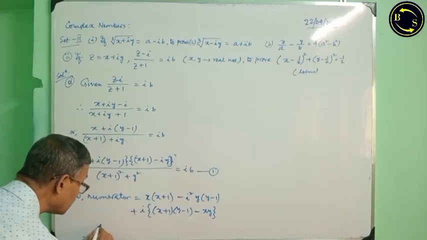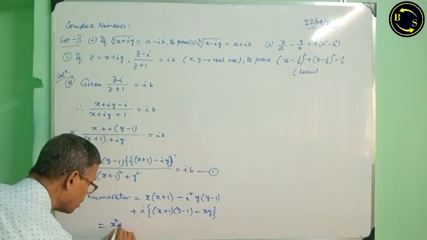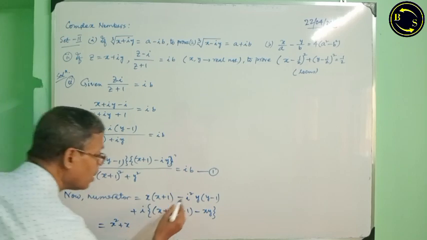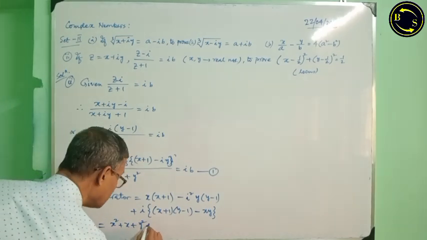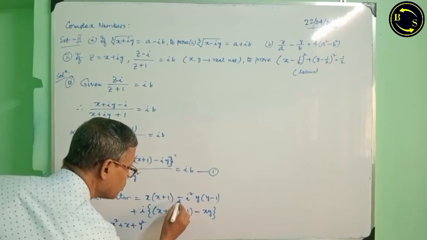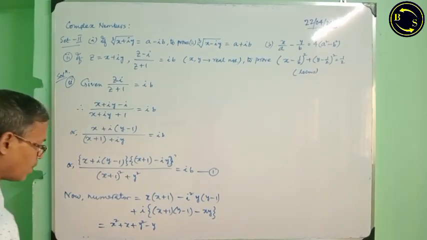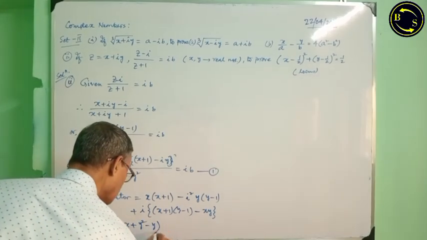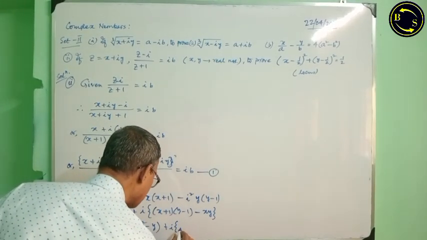Just to simplify and get x square plus x plus y square. i square means minus 1, therefore it will be plus minus y, plus i. Keep it intact.